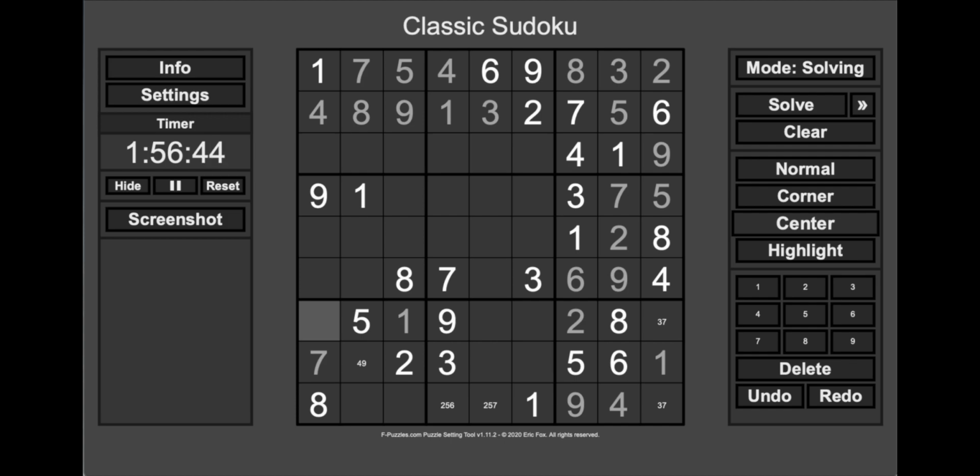Two, 5, 6, 7, 8. 1, 2, 5, 7, 8. 3, 4, 6, or 9. Well, this can't be 4 or 9. This is one of the 3, 6 possibilities. This one also can't be 4 or 9. This is the other 3, 6 possibility.